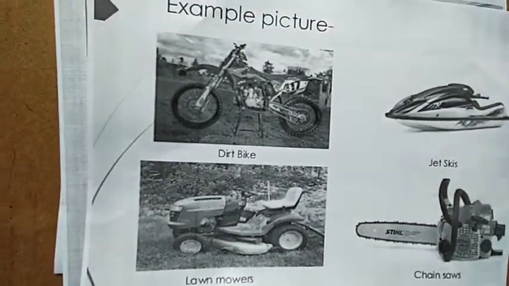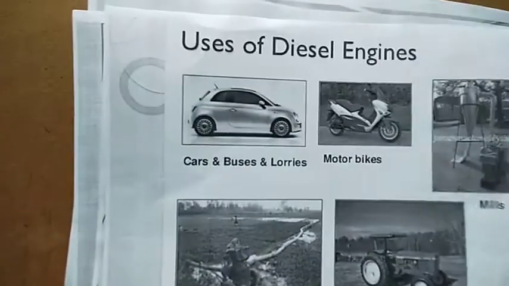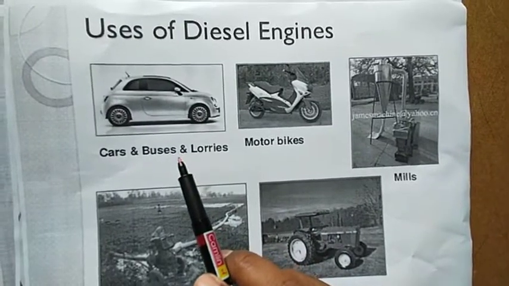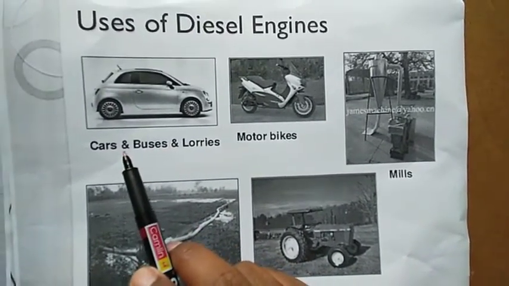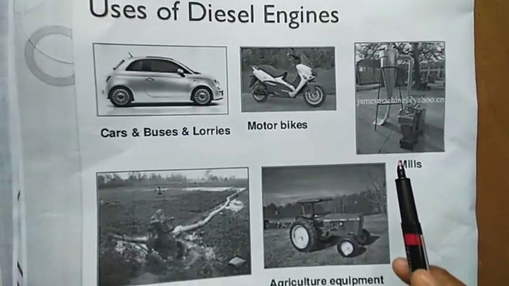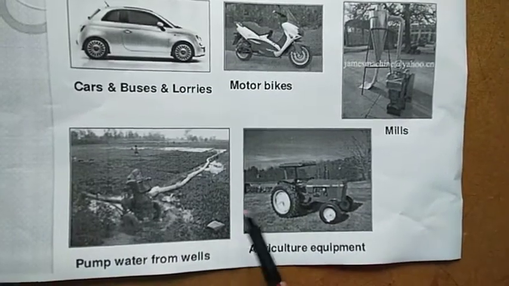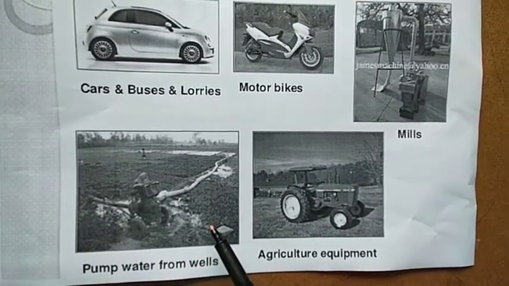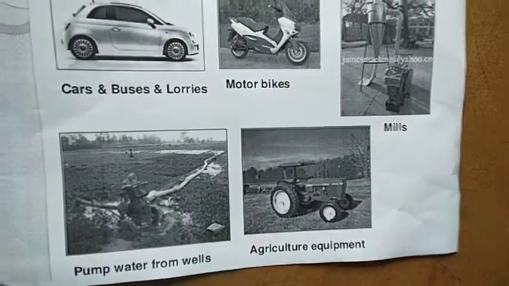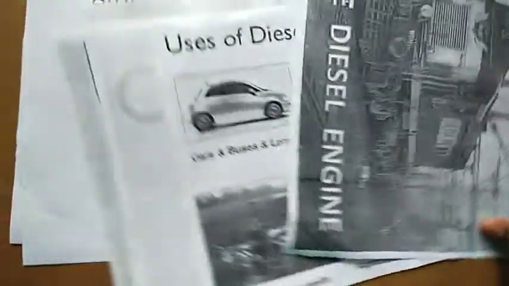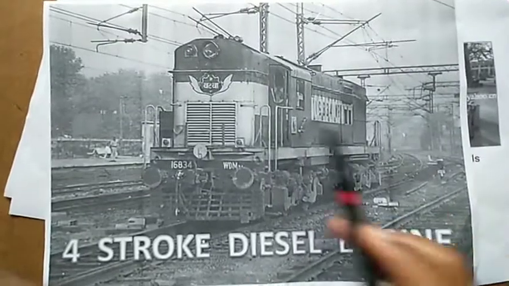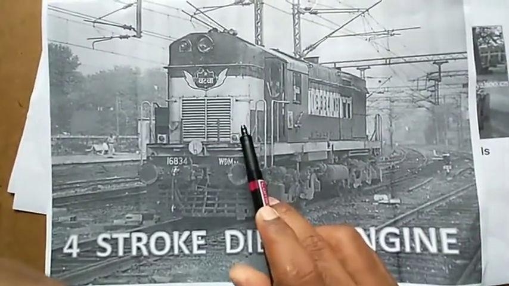And now, the practical applications of diesel engines. We use diesel engines in cars, buses, lorries, some motorbikes, mills and agriculture equipment, and to pump water from wells. So these are diesel water pumps. And this is a well-known example of a four-stroke diesel engine application: a four-stroke diesel engine train.